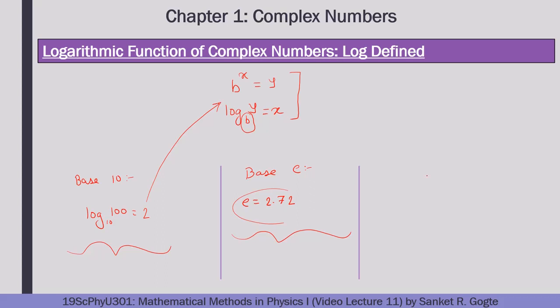In addition to these, one more base which is frequently used in the modern world is base 2. This 2 is important because of information technology, since all this data these days is counted in bits and bytes. This is important from the information theory point of view.